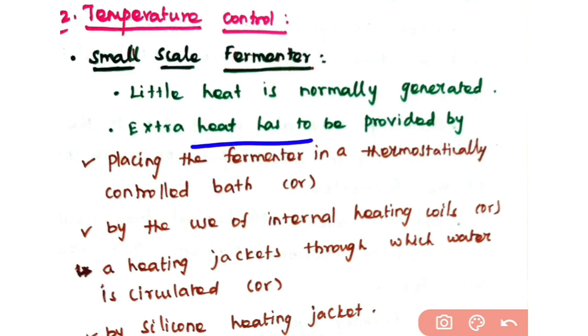This extra heat has to be provided by placing the fermenter in a thermostatically controlled bath, or by the use of internal heating coils, or heating jackets through which water is circulated, or you can use a silicone heating jacket. All of these are used to heat your fermenter for obtaining the desired temperature of your fermentation process.